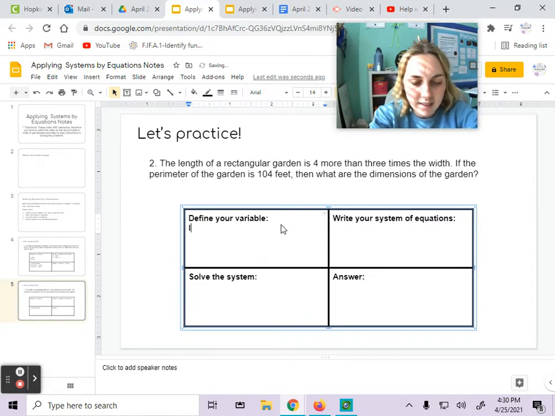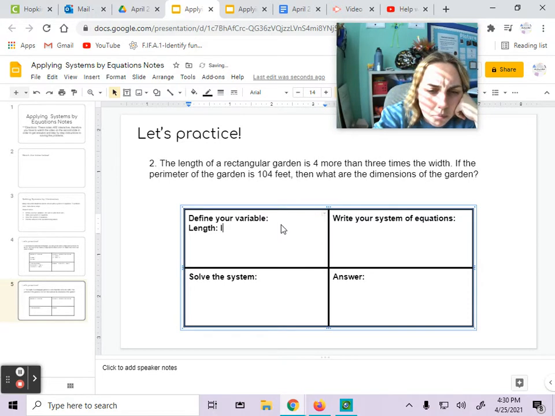I'm going to say length. I can spell length. Going to be L. I'm going to make it, can I make that? No. That looks like a 1. Never mind. I'm going to say length is x, and I'm going to say width is y. All right, so I located my variables.